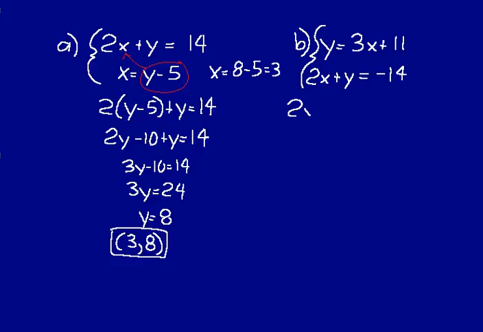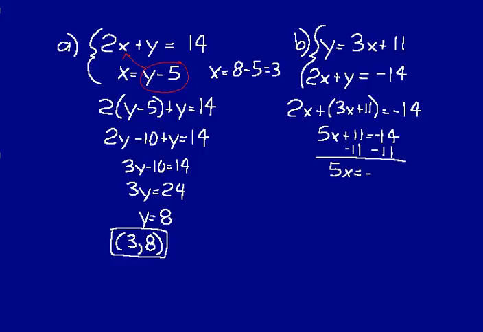So we'll say 2x plus 3x plus 11. That's going in the place of y in that second equation. Equals negative 14. So let's simplify. On the left there, we'll have 2x plus 3x is 5x plus 11 equals negative 14. Add a negative 11 to both sides, and we have 5x is equal to negative 25. Divide both sides by 5, x equals negative 5. So there's our value for x.